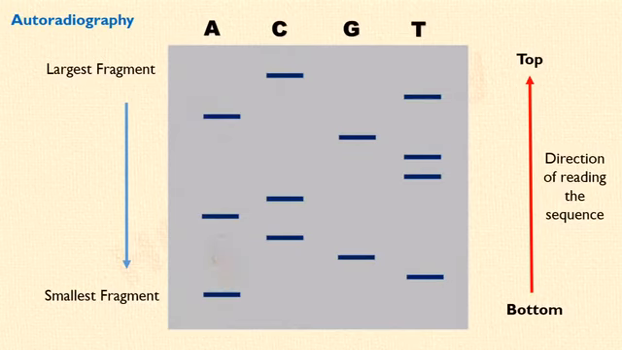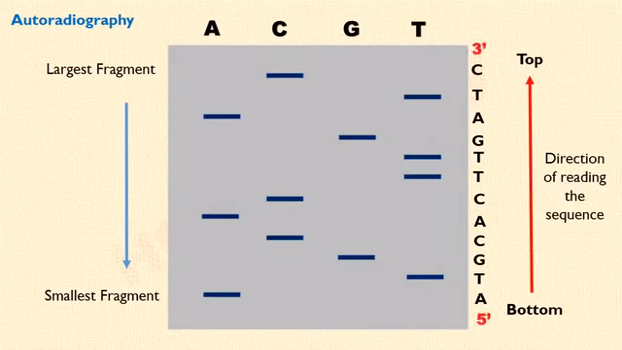The second shortest fragment is in the T lane, then in the G lane, then in the C lane, and so on. Thus, the sequence which we read in this autoradiograph from bottom to top is A, T, G, C, A, C, T, T, G, A, T, C. The direction is 5' to 3', from bottom to top.